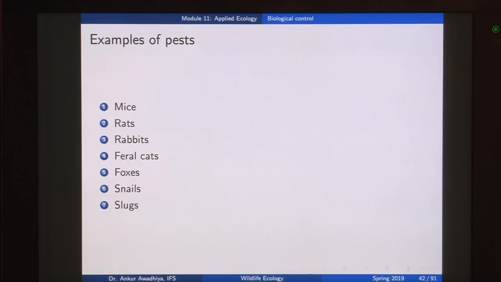Then we have foxes, snails, and slugs, which are also pests, especially in the agricultural areas and when people are rearing small animals such as poultry or things like rabbits.